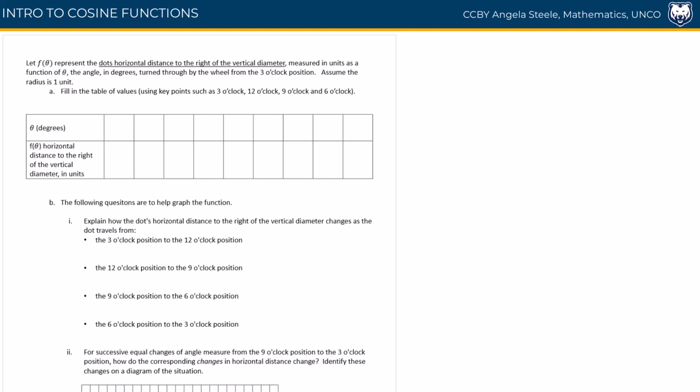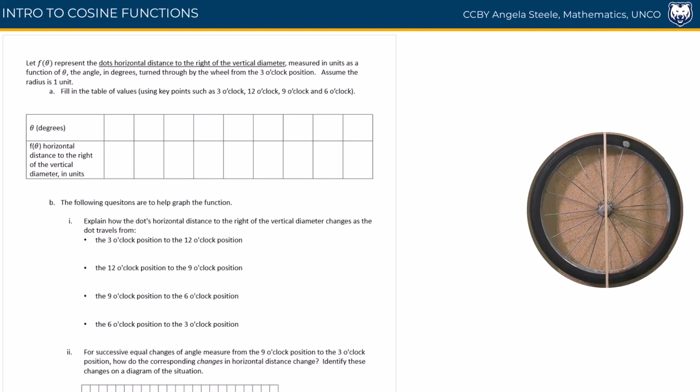Okay, so if we look at our wheel here, I've got the ruler. Notice that it is not horizontally placed, it is now vertically placed. And that's because we're going to be looking at the dot in relation to the vertical diameter. Okay, again, I'm going to replace the ruler with this vertical line on the screen.